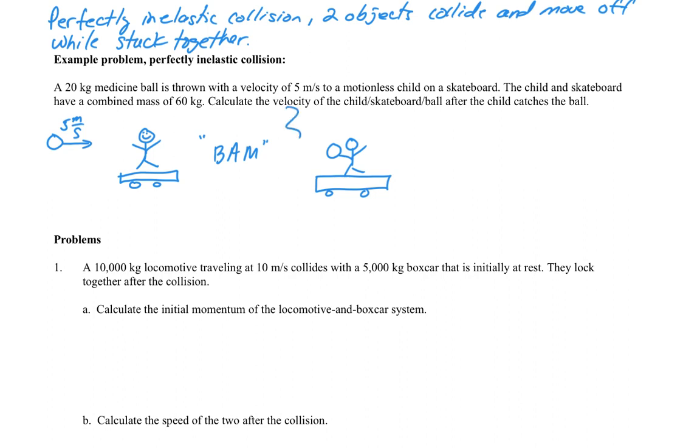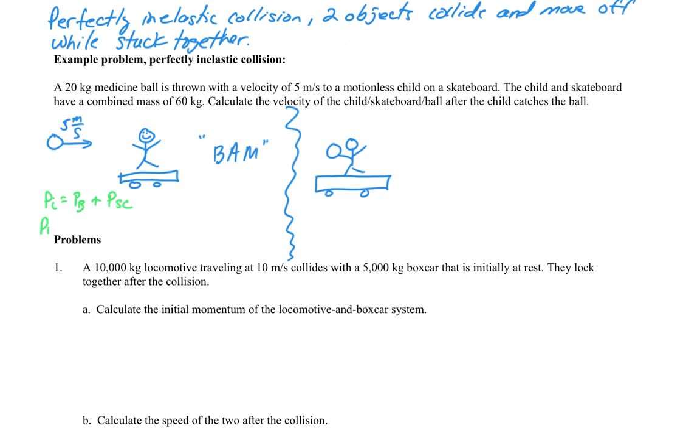So we're going to divide this into two parts. We're going to look at the before the collision, and we're going to look at after the collision. So let's take a look, and we're going to find the total initial momentum before. So the initial momentum is made up of the momentum of the ball plus the momentum, and we'll just call this the skateboard child.